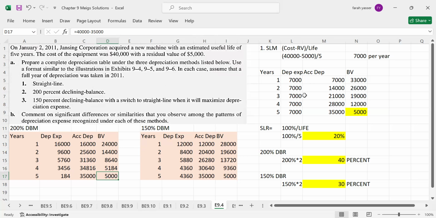So that's it from this lecture. In the next lecture, we will start the unit output method, which is also one of the very important methods. So that's it.